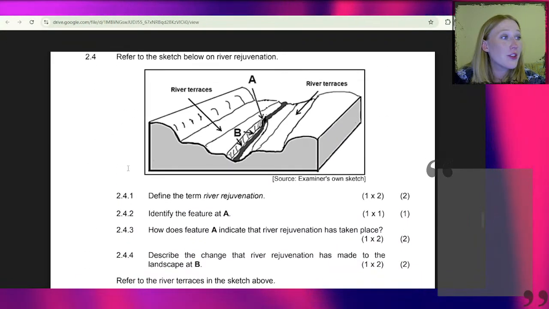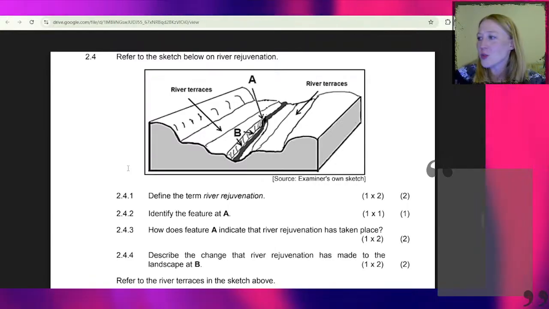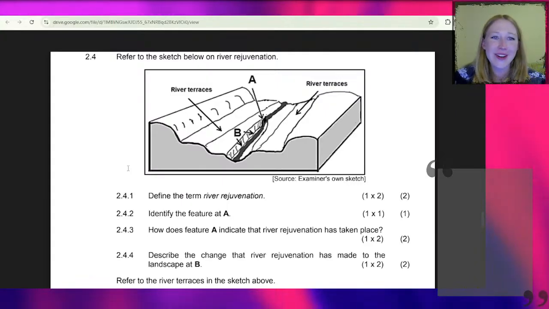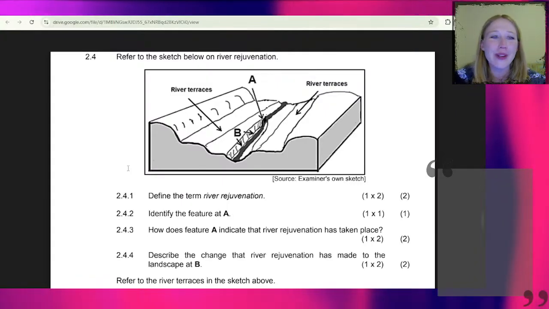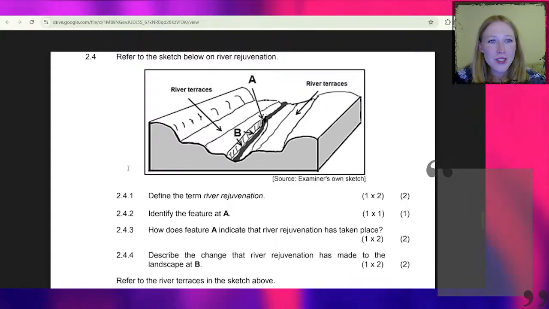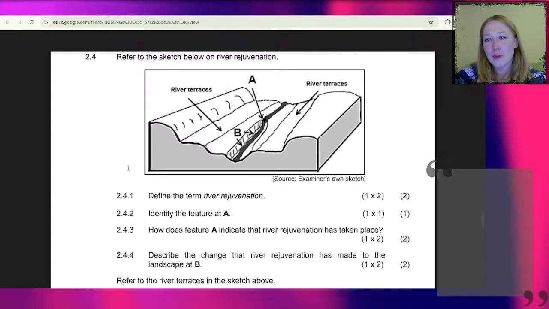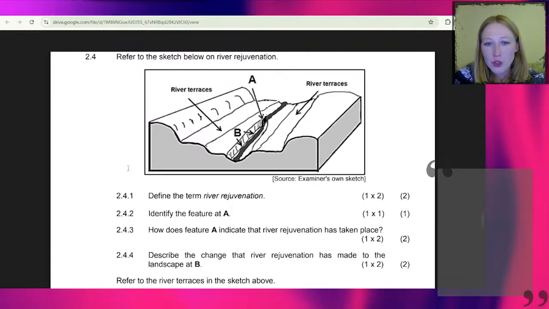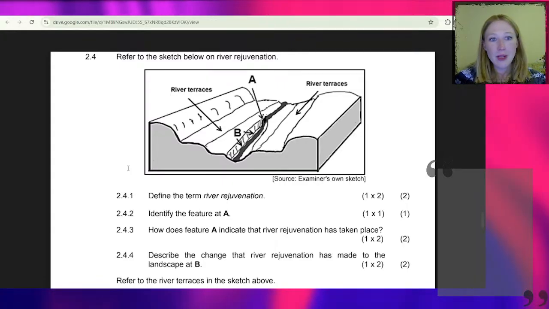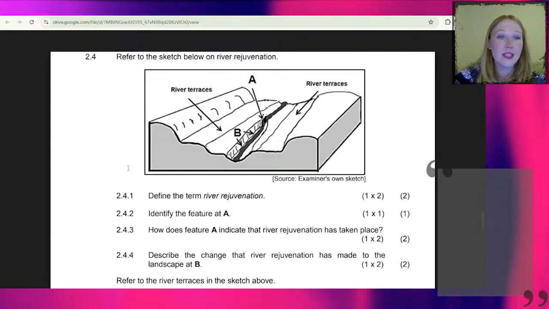Define the term river rejuvenation. We had a similar question on the other paper. This is where a river gets, I was going to say renewed, but no, where it gets a new bout of energy and water, and it flows faster and it erodes more. It could be for numerous different reasons. I'm sure they're going to ask that in a minute. But basically, where a river gets new energy, it flows faster and it erodes more.